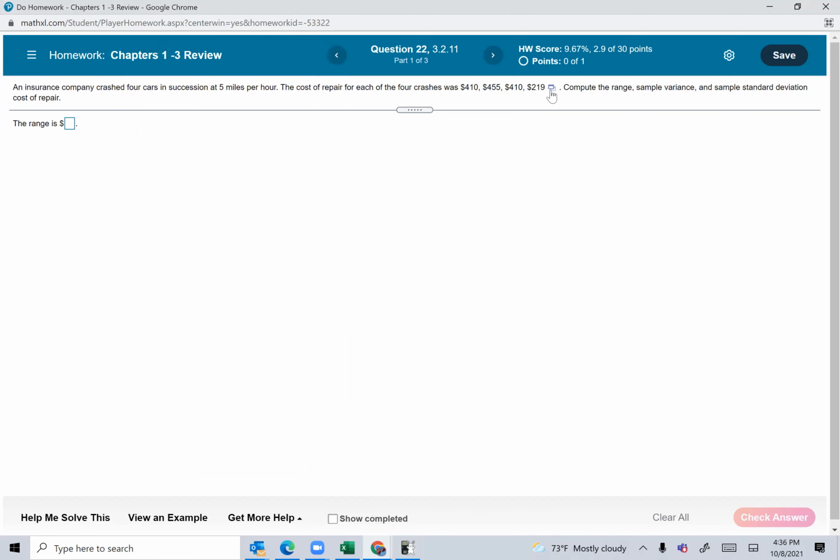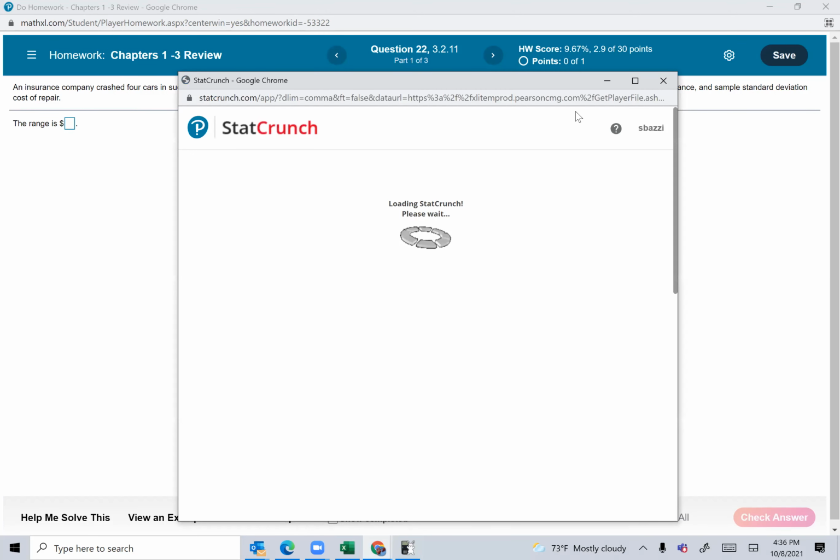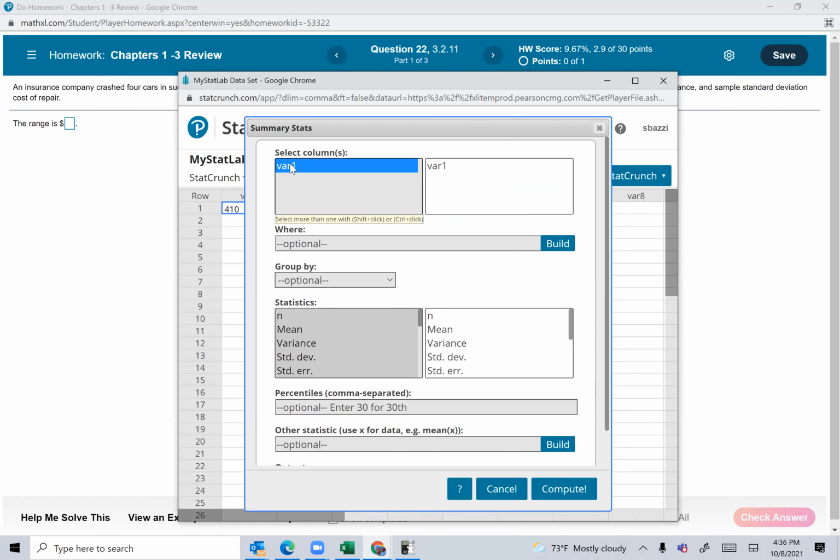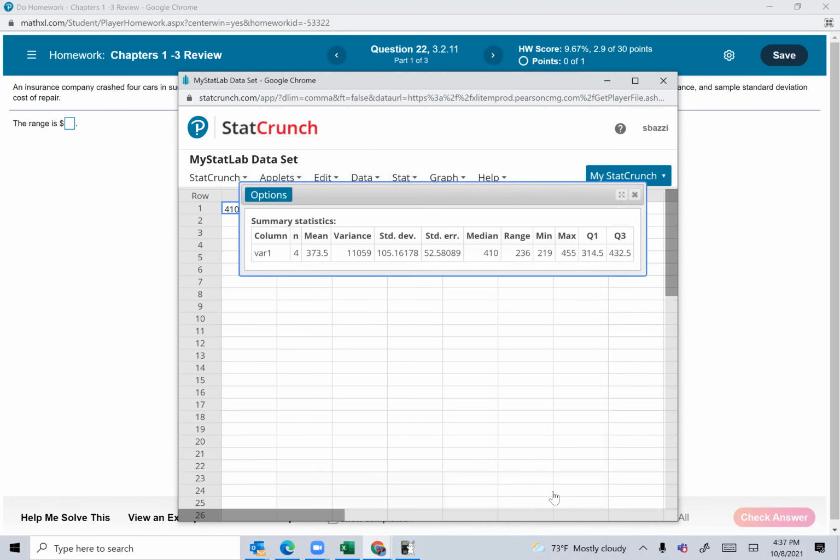Now, you can also find the standard deviation using StatCrunch, guys. Watch. Open in StatCrunch. Go to Stat, Summary Statistics. Variable 1 and hit compute. And watch, guys, what happens. Look, this is the standard deviation, 105.6. It's a different question from the one we did. That's the mean. That's the median. That's the minimum and maximum. Range is the difference between the lowest value and the largest value, so 455 minus 219. And we'll talk about Q1 and Q3 in a few seconds.